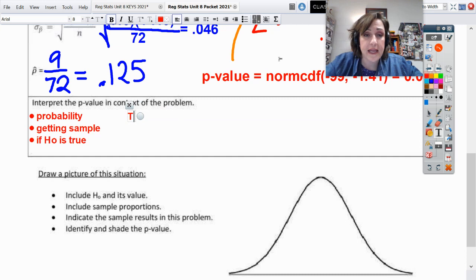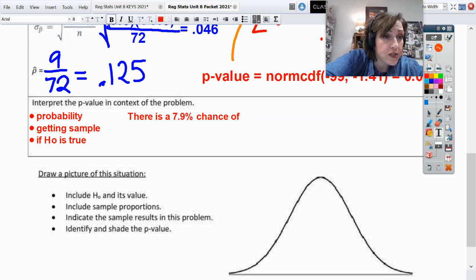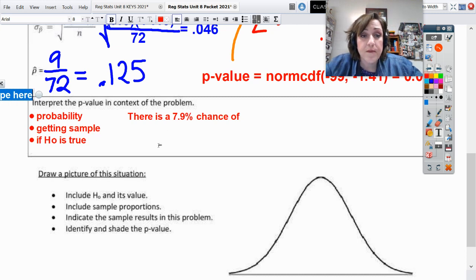So here I go. There is a 7.9% chance. That's the p-value, the probability. There is a 7.9% chance of getting these sample results. What are the sample results that we got? This is the sample results that we got, this p hat, okay? There's a 7.9% chance of getting, here's the second part, of getting, what did we get?